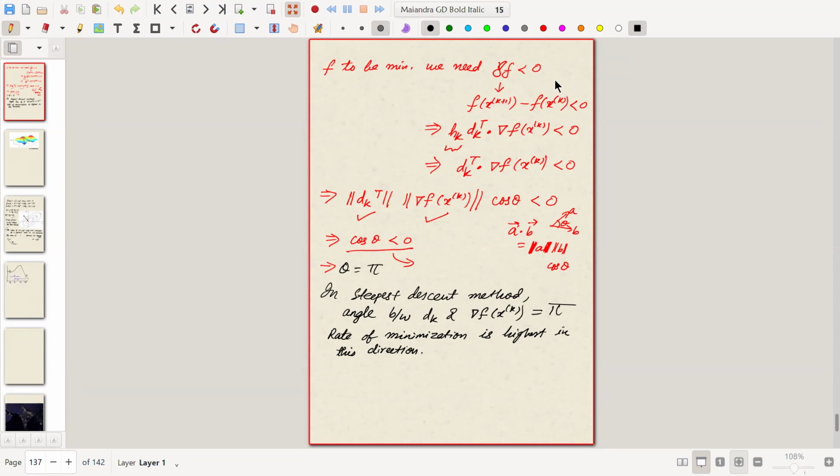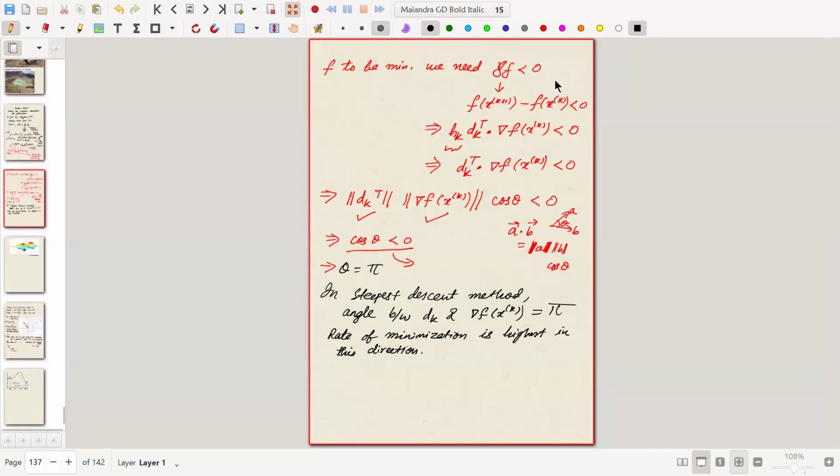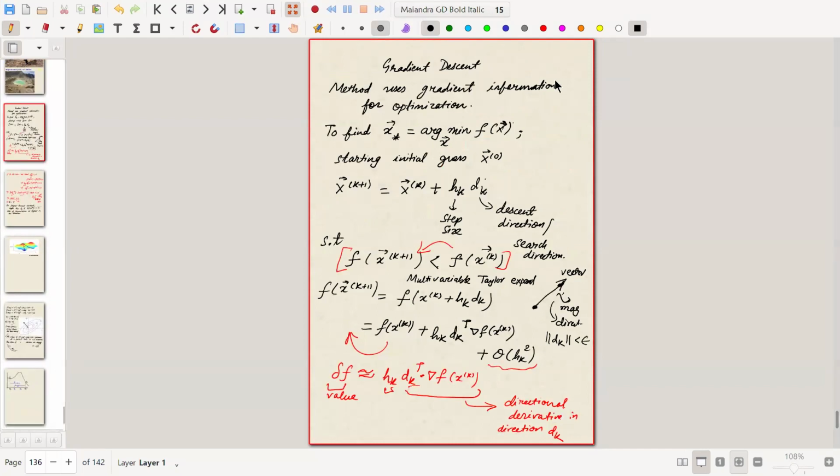Now we know which direction we shall go. It should be opposite to the direction of the gradient. dk is opposite to the gradient, that's why the angle is pi. So the direction part we solved. Now there is one more part. I started with this equation. We solved this part, dk, which is the search direction. Now this part is there, the step size.